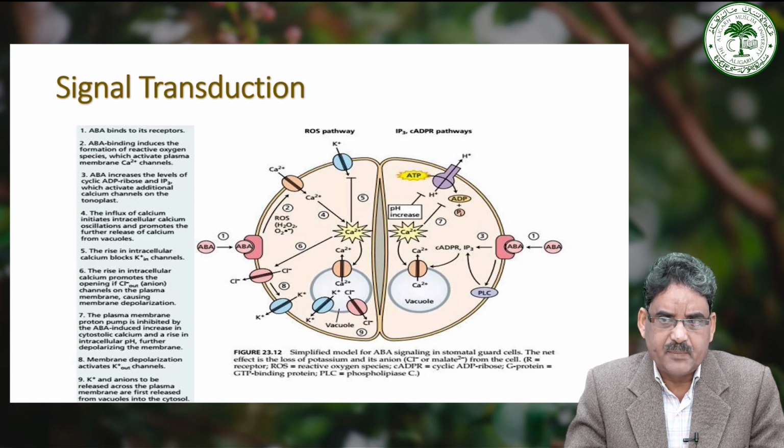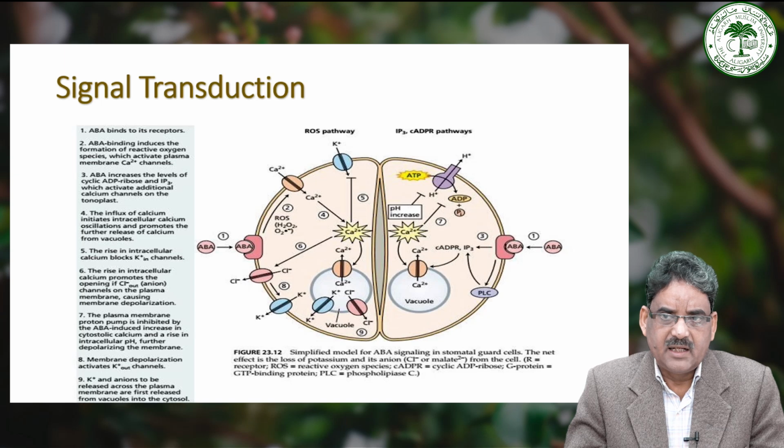In the absence of ABA, this process can be directly inhibited by PP2Cs. There are two types of anion channels that are activated. They are slow or S type and rapid or R type. The efflux of anions results in the depolarization of the plasma membrane, as you can see in the figure, causing the outward movement of potassium ion through the outward rectifying potassium channel.